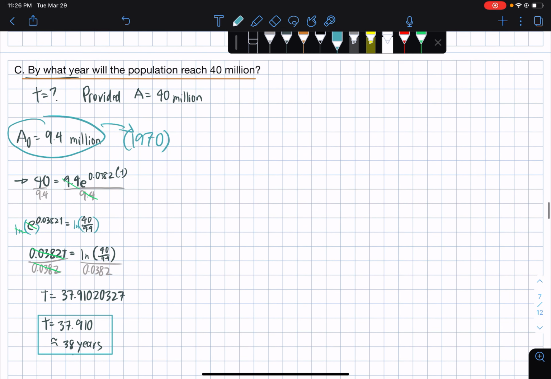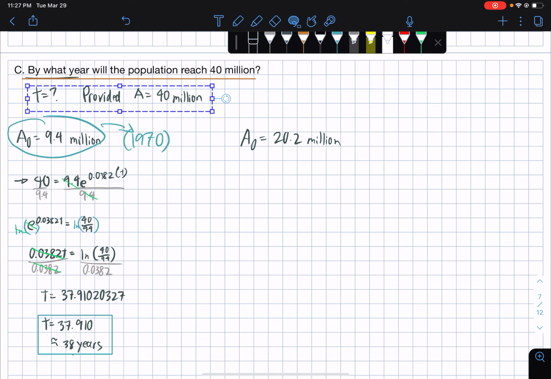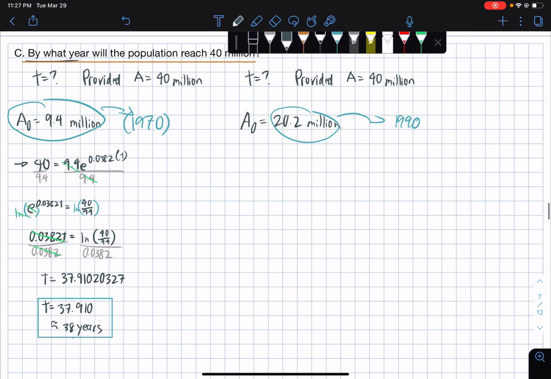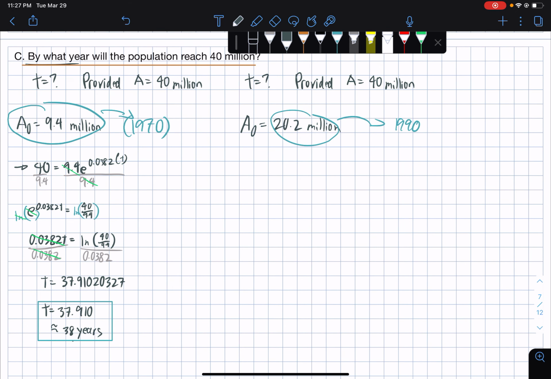So yeah, that's it, I suppose, for number 8. There is also another way to solve this, provided that A o is equal to 20.2 million. The given here is the same, but this time we base our initial population on the year 1990. It's a long way ahead, but I suppose this could be my assignment for you. Do it yourself.